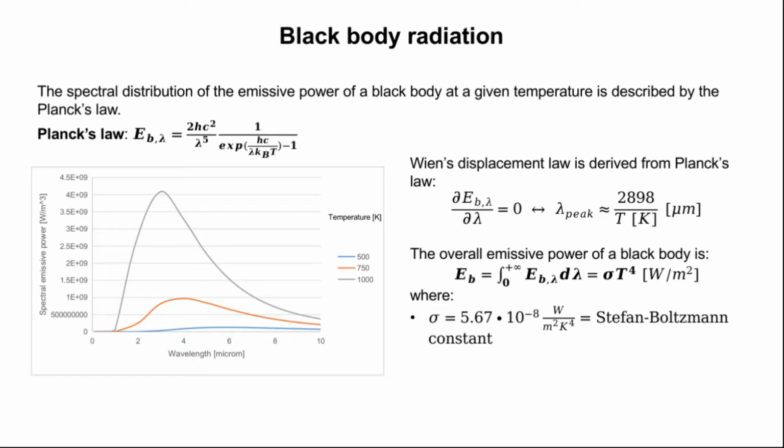Now, if we want to find the overall emissive power of a black body, we have to integrate its spectral emissive power over the whole wavelength range. The resulting emissive power is the product of a constant, sigma, and the body's temperature raised to the fourth power. The constant sigma is called the Stefan-Boltzmann constant.